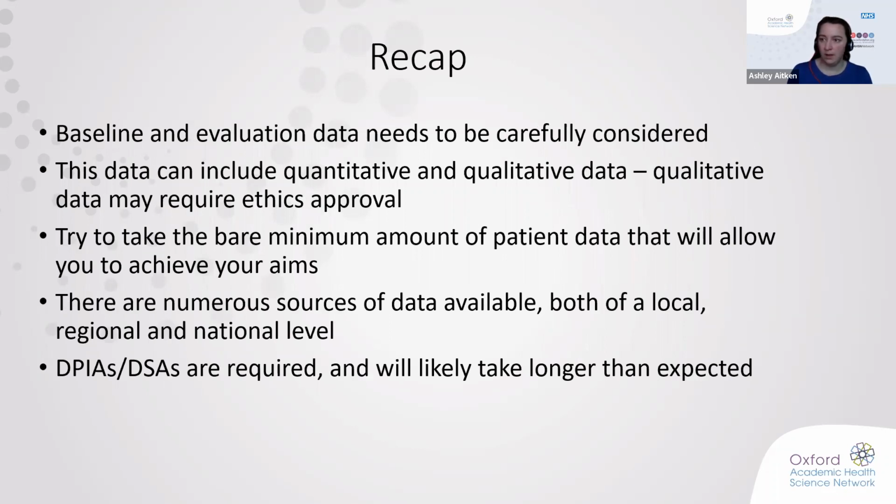So just a quick recap. Baseline and evaluation data needs to be very carefully considered. It can include quantitative and qualitative data. And again, the qualitative data might have some ethics approval attached to it, so just allow a little bit of time for that sort of thing. Try and take the bare minimum amount of patient data that allows you to achieve your aims. You're more likely to get information governance approval for that sort of thing. And there are numerous sources of data available on a local, regional, and national level. You sometimes just have to go digging a little bit for them. But there are some people around who can signpost you to things.